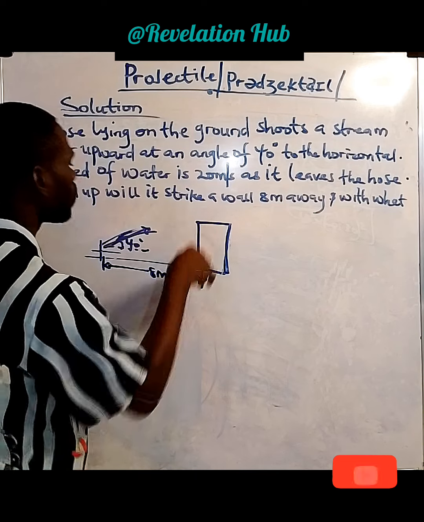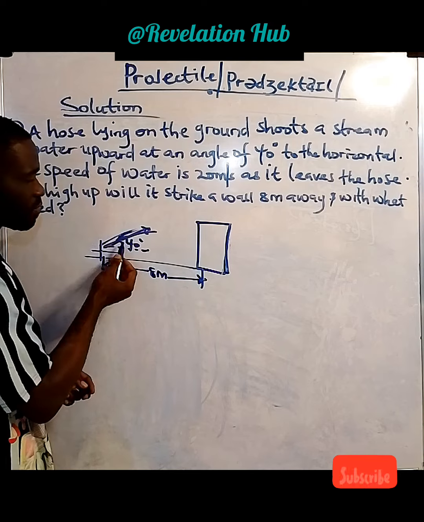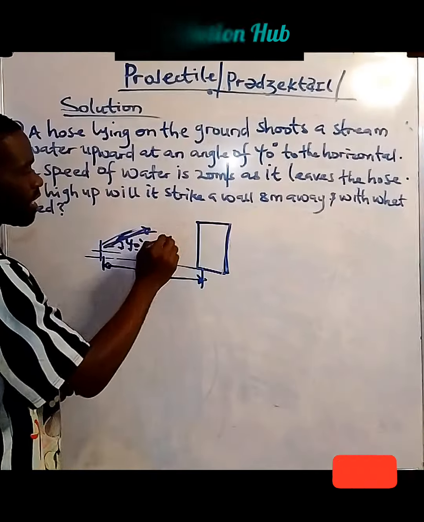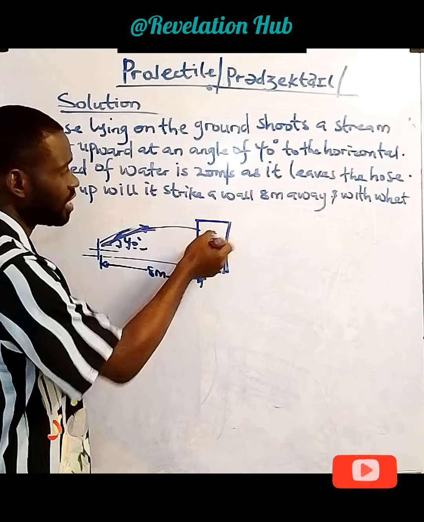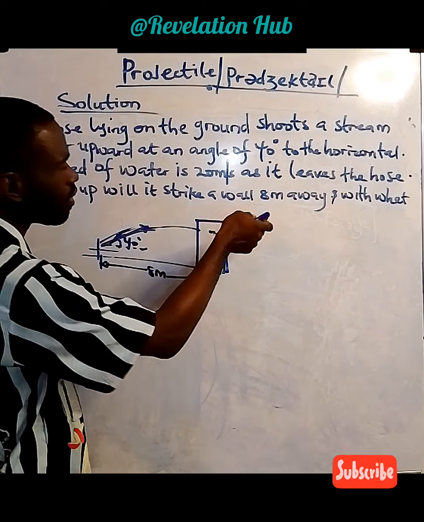There's a wall here, while a hose is shooting out some water at this angle of 40 degrees to the horizontal, and the water keeps pumping out. So the question is, how high up this wall will the water hit? According to the question, how high up will it strike a wall 8 meters away?